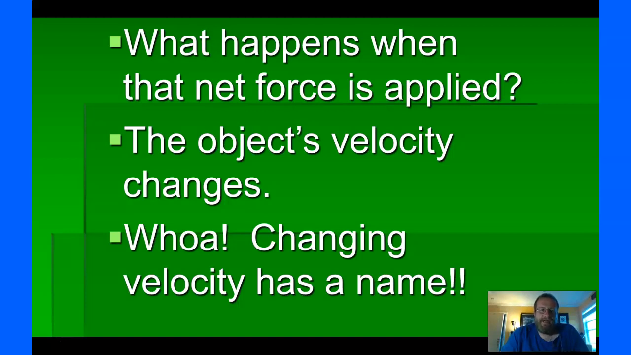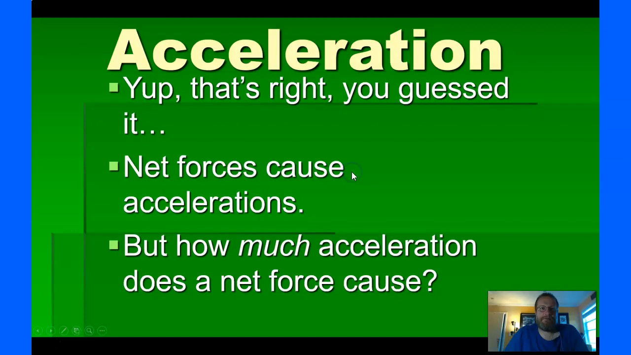The object's velocity changes. There's a name for that. We have a name for changing velocity. I'm going to let you guess it. It begins with the letter A. Have you guessed it yet? Guess I'll hit the button then. Acceleration. I'm hoping you did guess it.